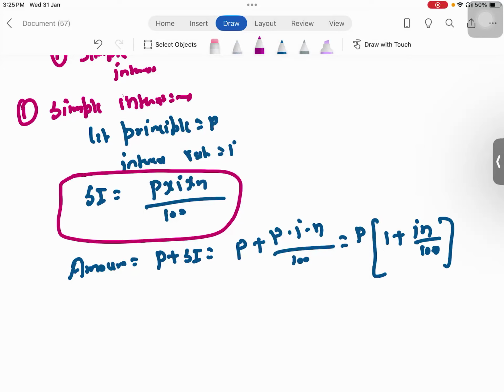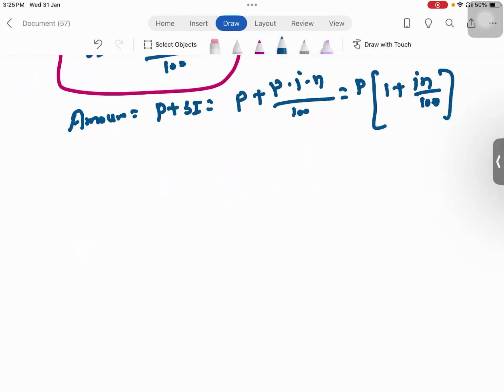So here in simple interest, what happens? You will be getting interest only on the principal amount, not on the interest. Let's see how simple interest differs from compound interest. I'll show you later on. So let's say the compound interest. You will be getting interest on interest.